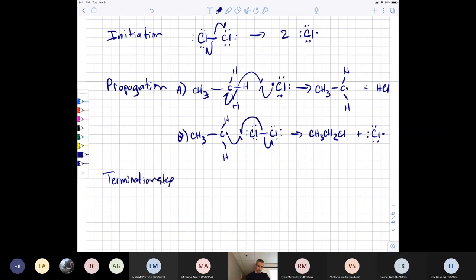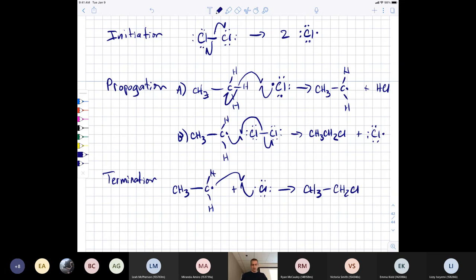Termination step. That would look better if I just wrote termination, wouldn't it? So a termination step is any step where two radicals come together and combine. So let's say we have an ethyl radical dot plus this. So this has gotten rid of our radical, and any two radicals can come together and combine to have a termination step, but termination steps are rare.